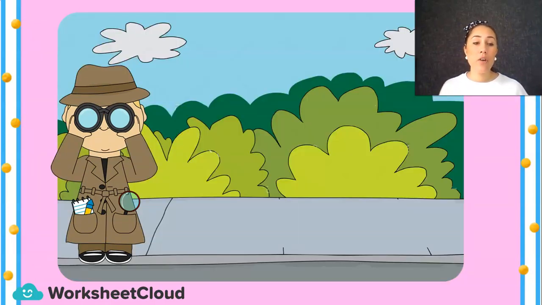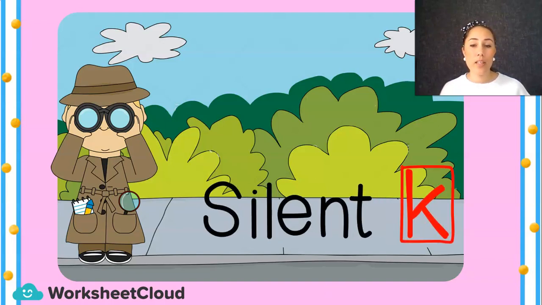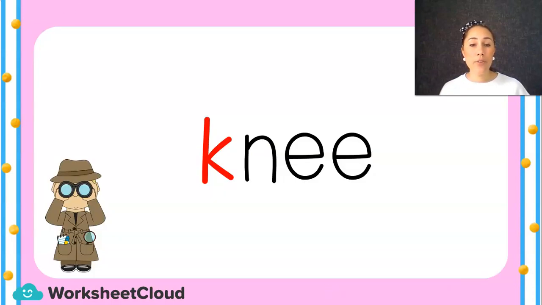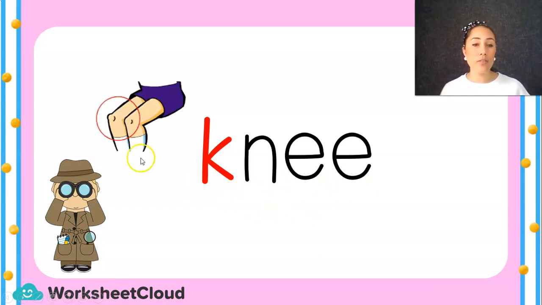So let's have a look for our first silent letter that we are going to look for. The silent K. Our first word is the word knee. We have a silent K in the front, and we have the word that only starts at the N sound, knee. And your knee is, of course, a part of your body, and there the knee is circled in the picture.